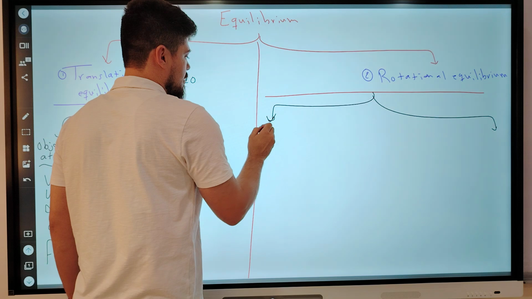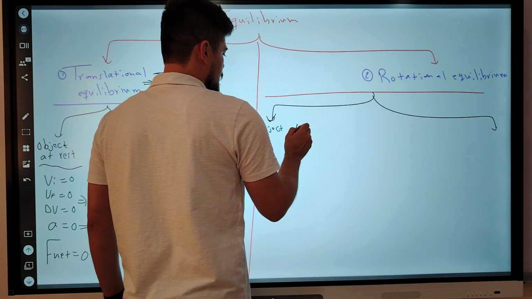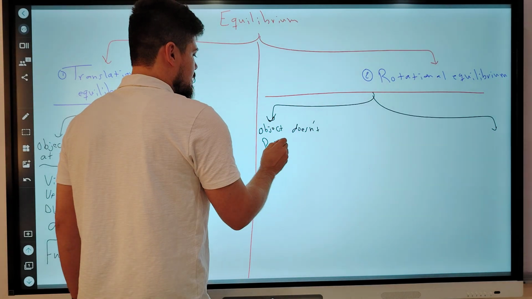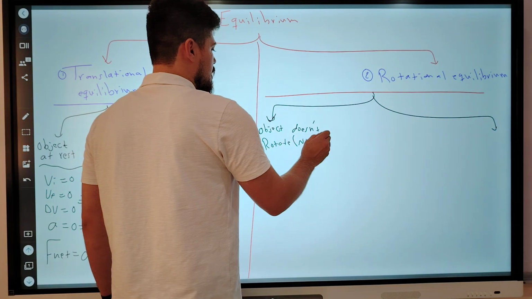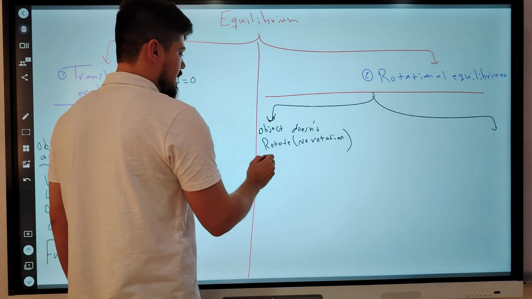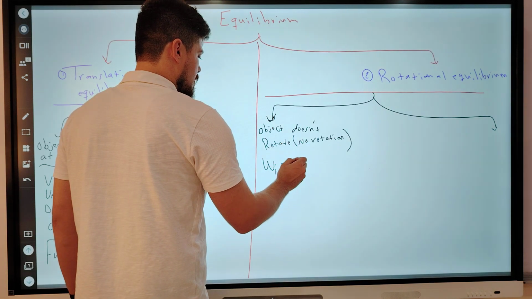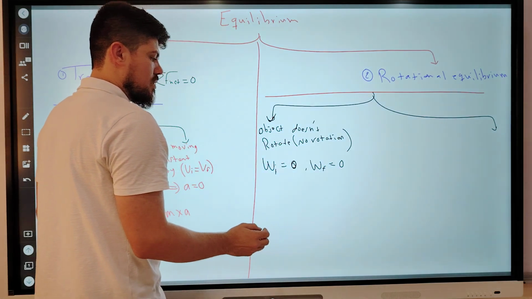When an object doesn't rotate, it means that there is no rotation. No rotation. In the case of no rotation, it means that omega initial is 0, and omega final is also 0. Okay?